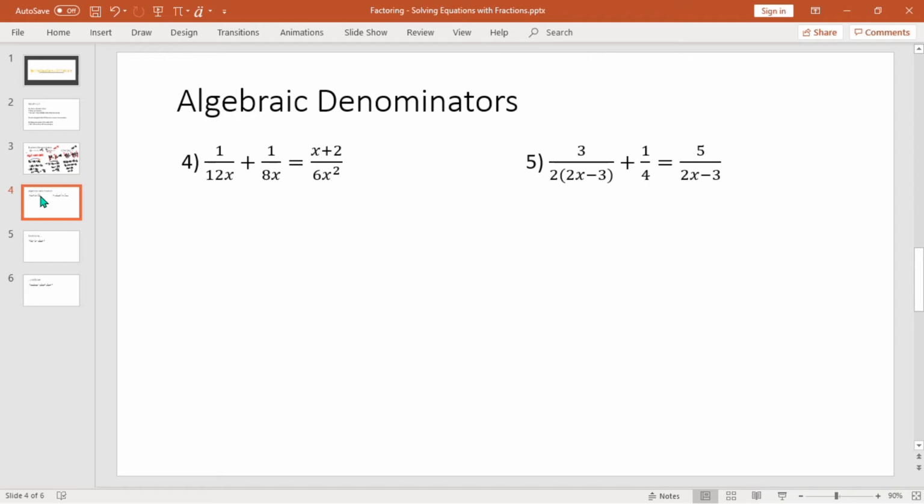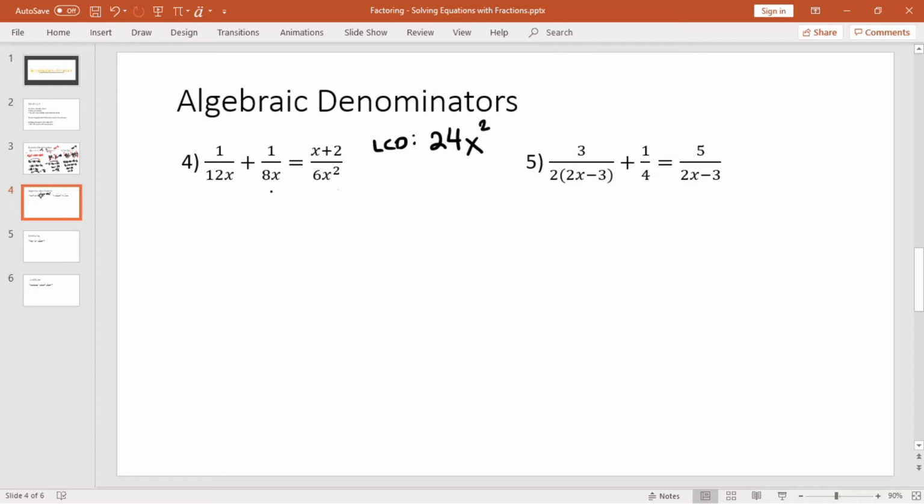Okay, algebraic denominators. We know how to do this too. So we're looking at what we have. In number 4, we have some numbers and we have some x's, and I need something that 6, 8, and 12 will go into, and off the top of my head, I'm going to say that's 24. And looking at x's, I have x to the power of 1, x to the power of 1, and x to the power of 2. So in order to fit that in, I need the highest power. So this is what I'm going to multiply everything by.